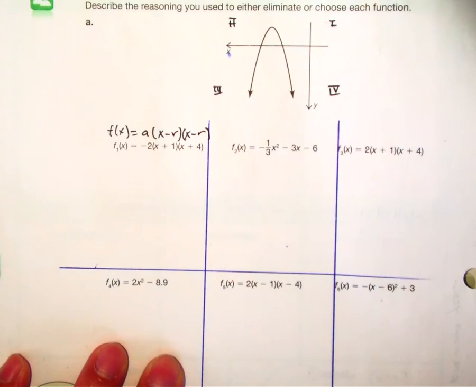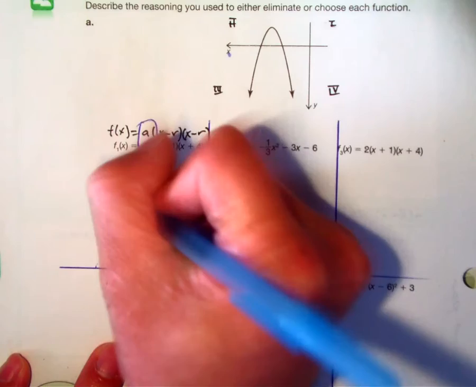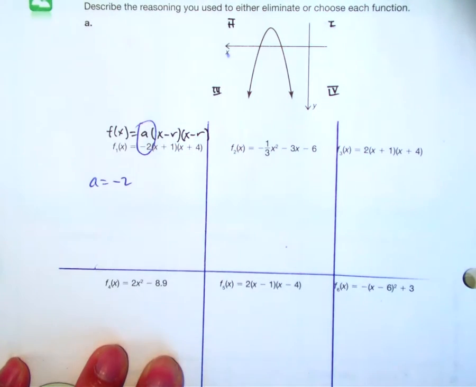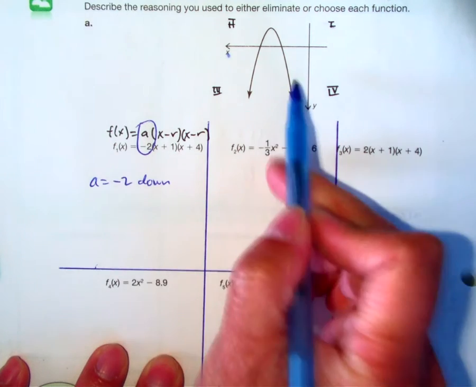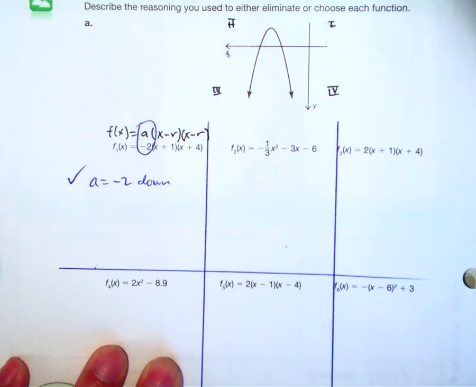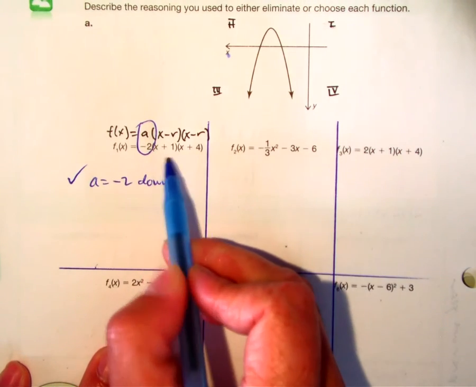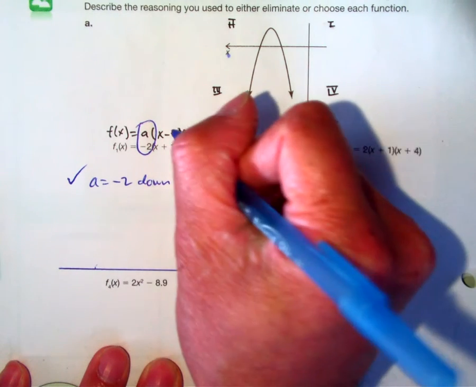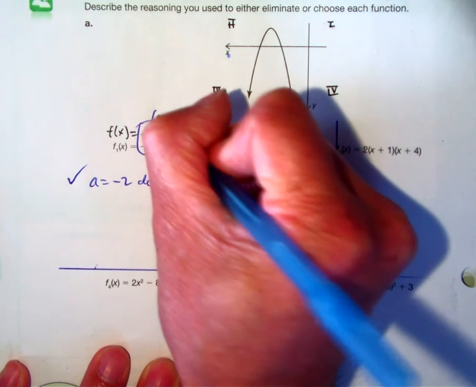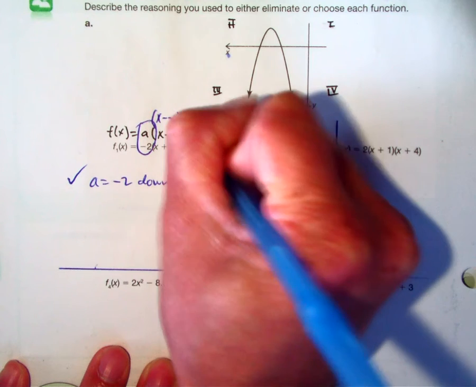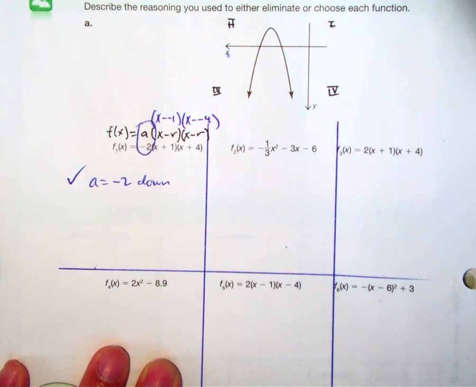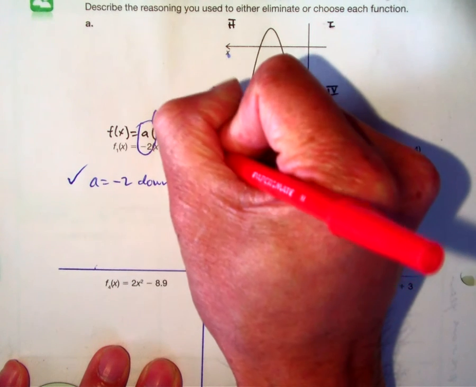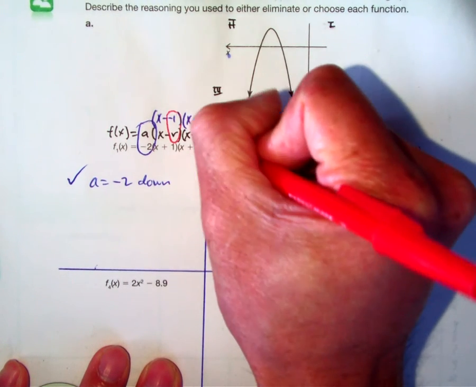I notice that my A value is negative. If it's negative, that means it opens down. Does that match my graph? Yes, it does. The other clue that I have is my R values. So again, I'm going to have to switch these: x minus minus 1, x minus minus 4. I did that because I want to have an R value that's negative 1 and an R value that's negative 4.